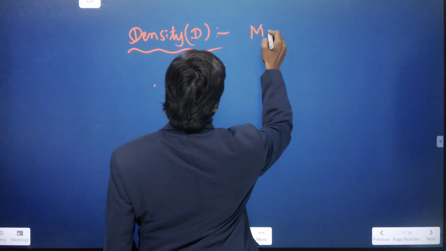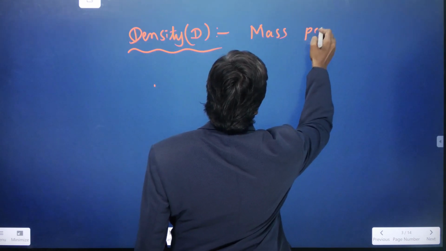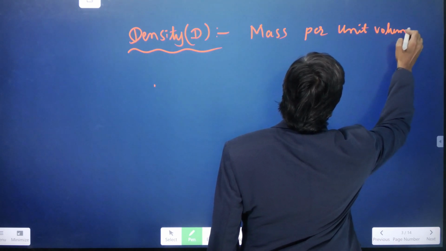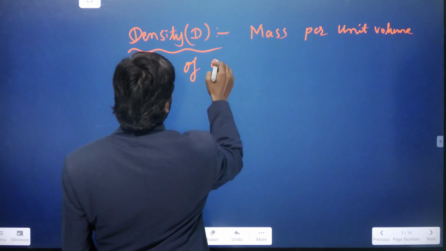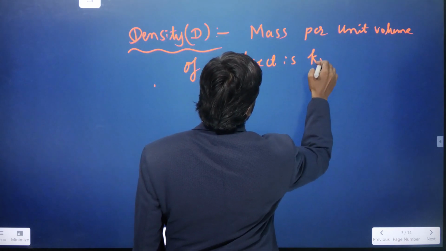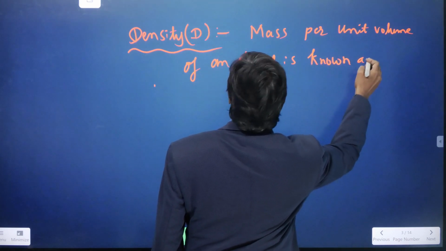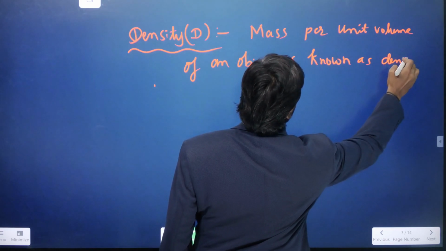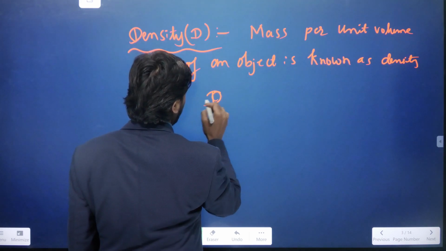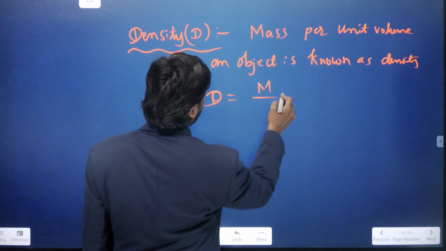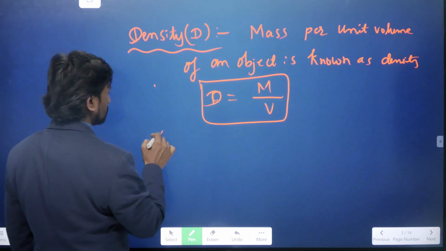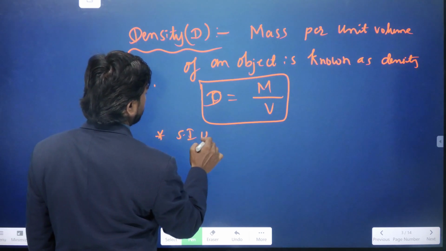Mass per unit volume of an object is known as density. The formula of density: density D is equal to mass, denoted by capital M, divided by the volume, denoted by capital V.